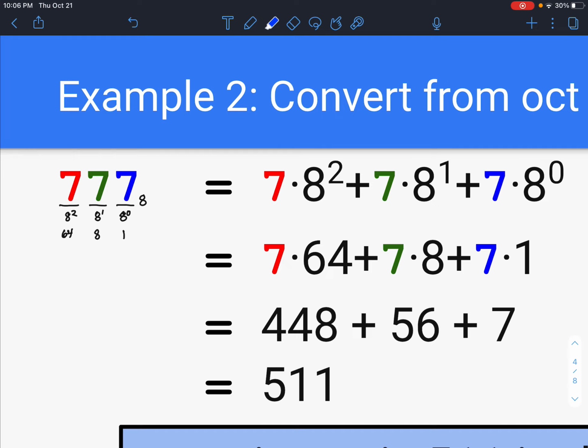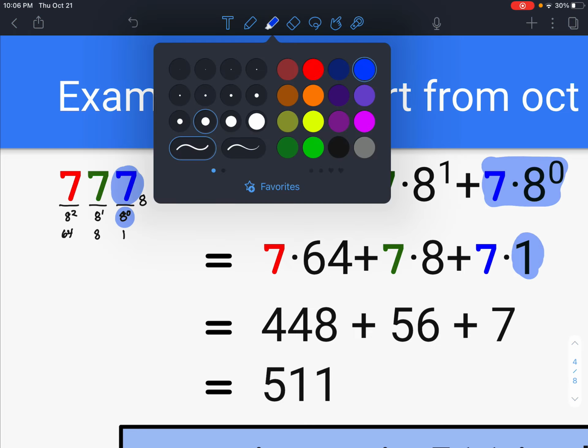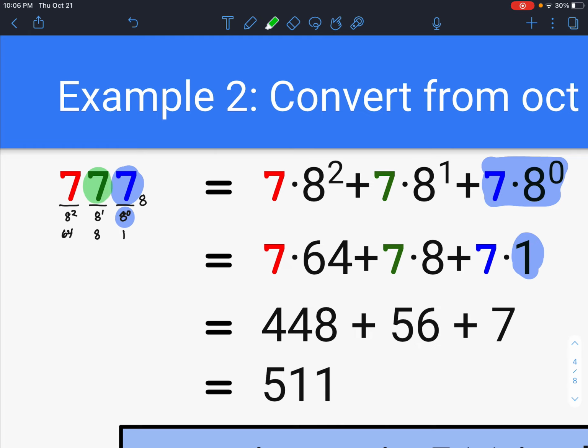So the first thing we notice, I have 7 things here that are all worth 8 to the 0. Once again, I see that calculation there. 8 to the 0 is 1. I have 7 things that are all worth 8 to the 1 power. Look at this, guys. I'm getting good at this.